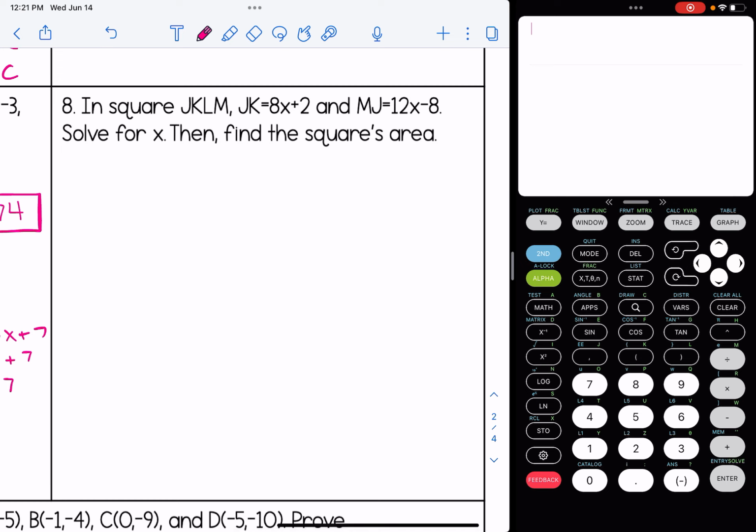Okay, number 8, in square JKLM, JK is 8x plus 2, MJ is 12x minus 8. Solve for x and then find the square's area. All right, well, let's take a look at a picture here.